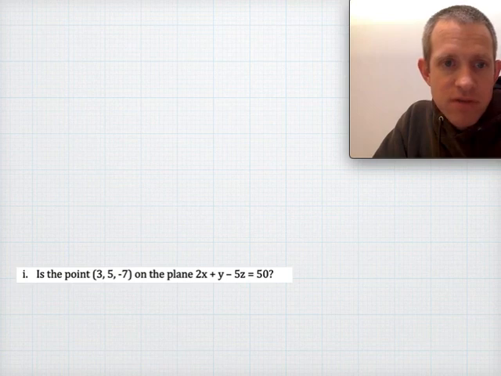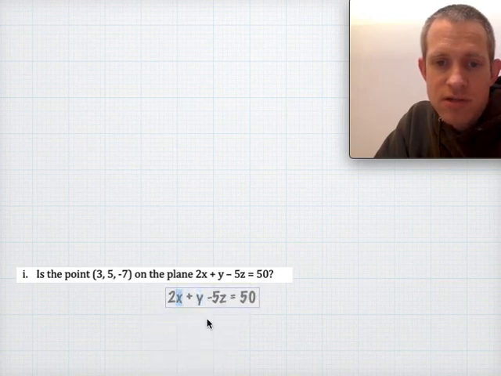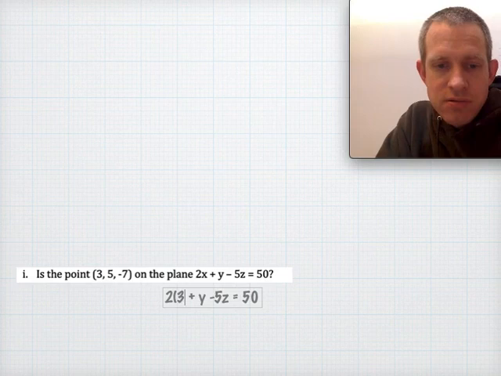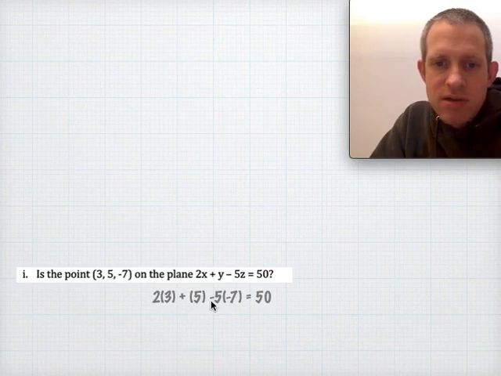So a couple of questions. First question, is the point 3, 5, negative 7 on the plane 2x plus y minus 5z equals 50? And so to answer that question, what you need to do is plug in the point 3, 5, and negative 7 for x, y, and z, and then we can calculate this. And if it comes out true, then the point is on the plane. If it comes out false, it's not.